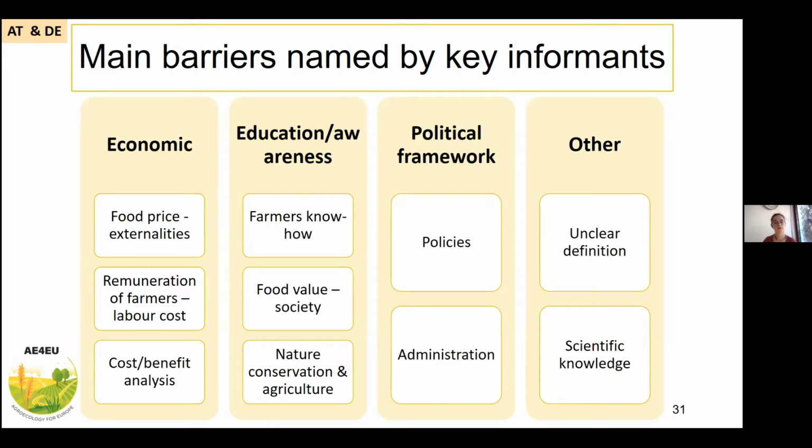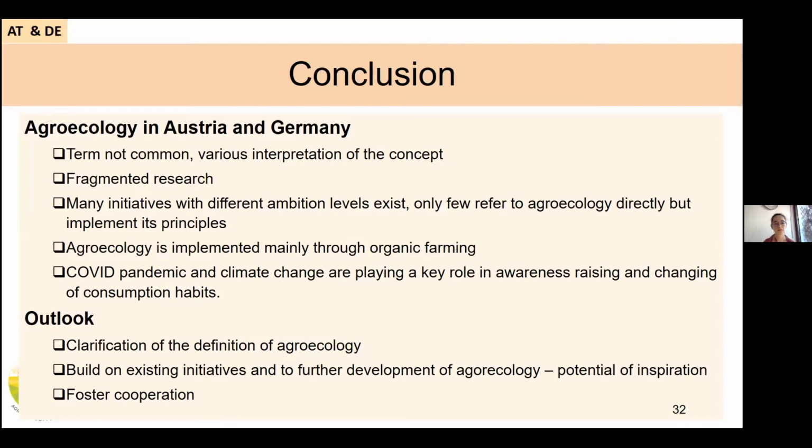Finally, I will conclude. Throughout my work, it became clear that agroecology is understood in very different ways. The clarification of the concept would be a necessary first step to further develop agroecology. Then organic agriculture plays a key role in both countries, and policies that are considered to promote agroecology mainly focus on organic farming. So further development of agroecology should actually be done on this. In terms of science, research was presented as being very fragmented in many specific subtopics. Overall, very few initiatives use the term agroecology, but I can say that most follow agroecological principles.